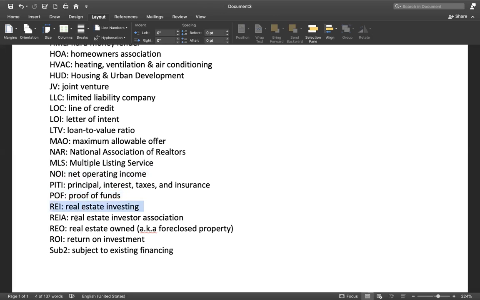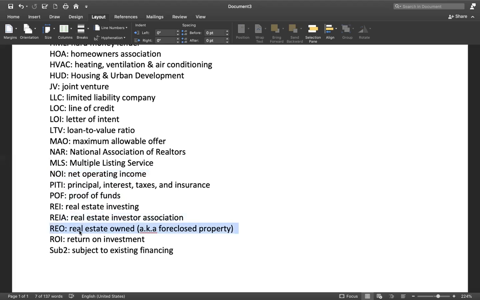REI, real estate investing. RIA is a Real Estate Investor Association. There's a national RIA website that you could go to and find local Real Estate Investor Association groups in your area that you can network with other real estate investors. And then they also have vendors such as agents, different real estate service vendors, from repairs to attorneys to insurance, etc. So it's a good group and a great way to network with people.